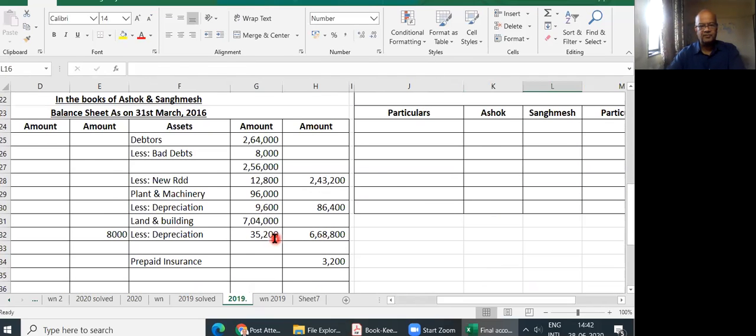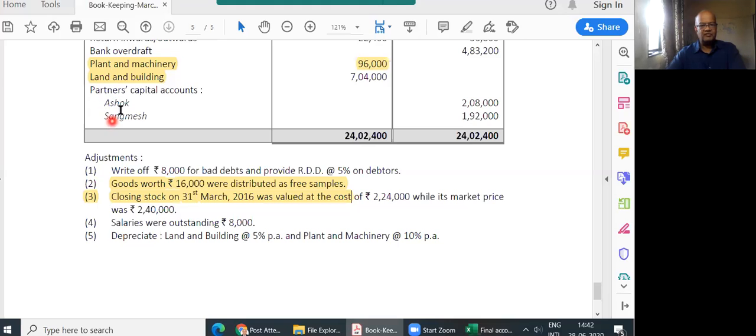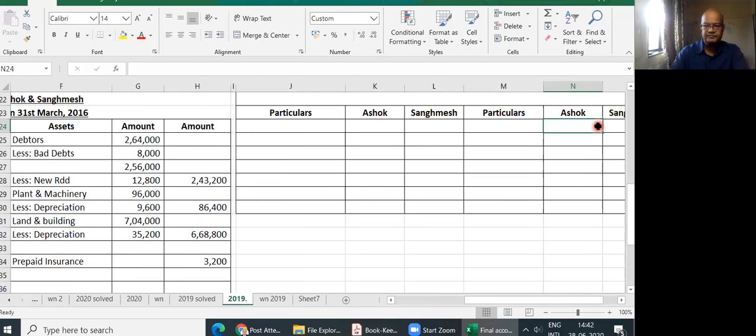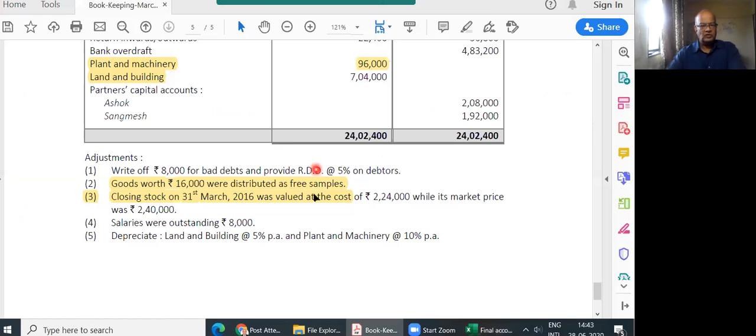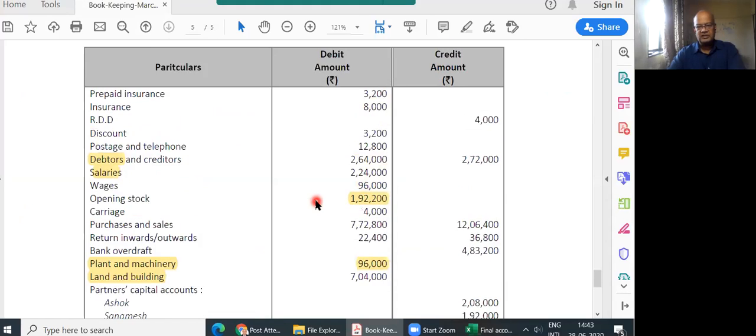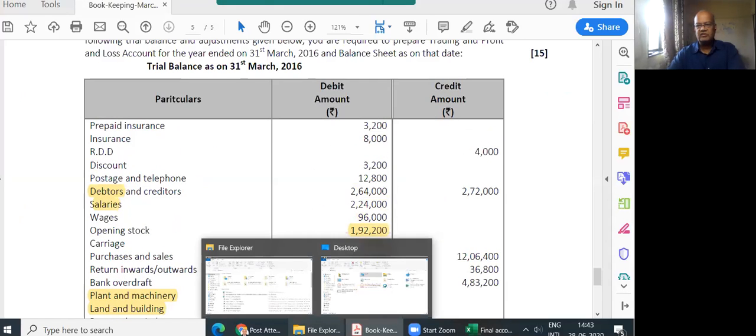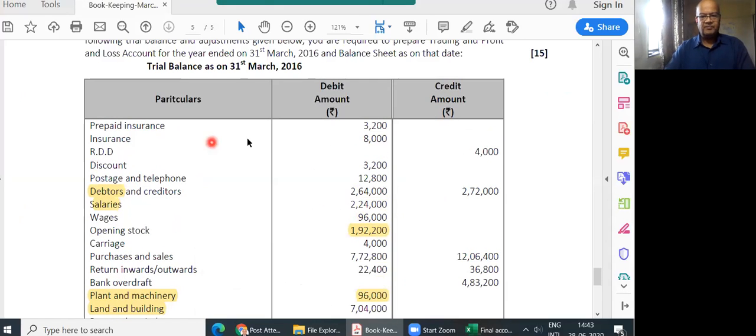Okay. Then we have partners' capital. We will transfer these to the partners' capital account. Ashok 2,08,000, by balance brought down 2,08,000, and this is 1,92,000. Okay. We have seen all the items of the debit side. Now we come to the credit side.